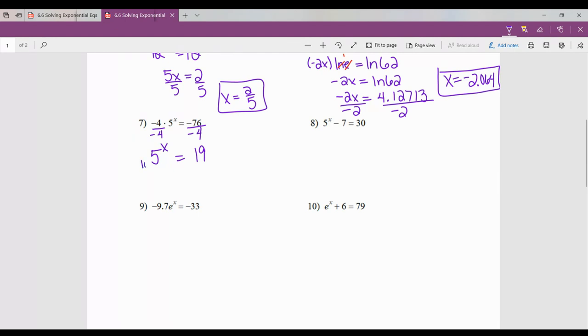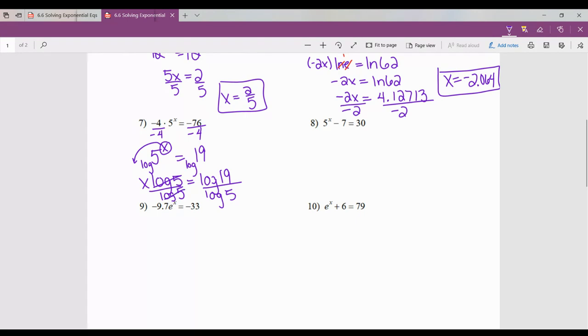So I'm going to log this left-hand side and log this right-hand side. And I take the exponent and I bump that down in front using that property of logs. So we've got x times log of 5 equals log of 19. And remember, you should have a log on each side because what you do to one side, you got to do to the other. And then we're going to divide both sides by log of 5 to get that x by itself.